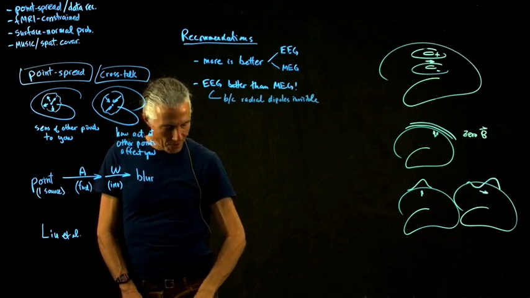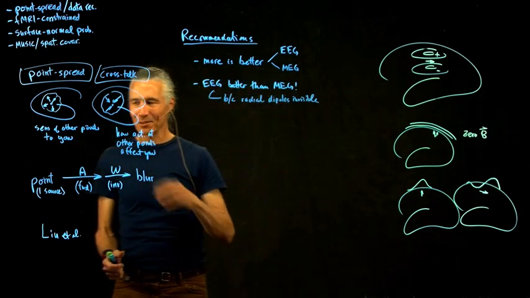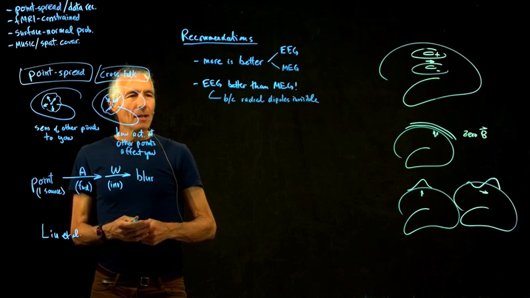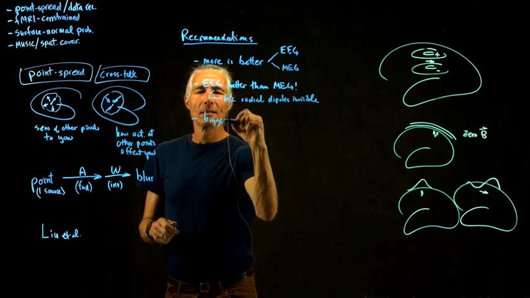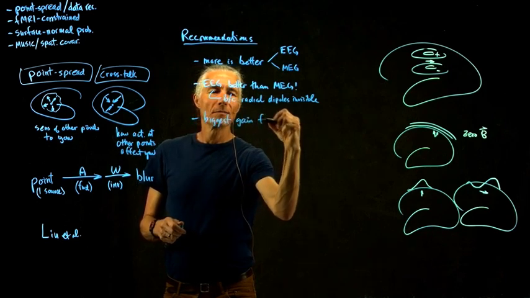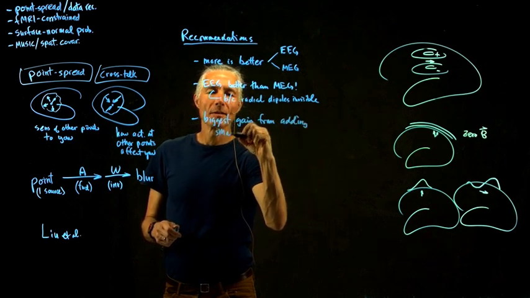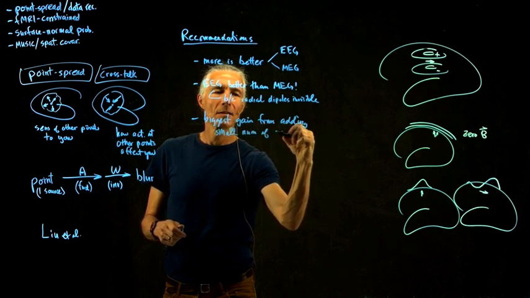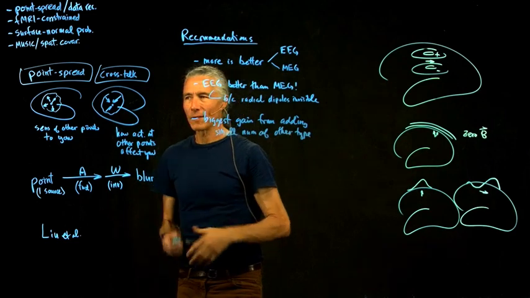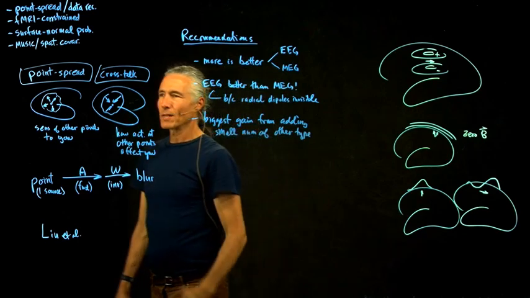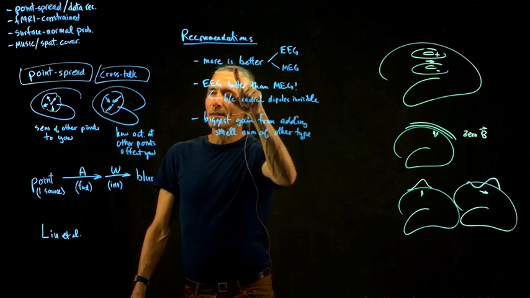EEG is surprisingly better, because a lot of people think MEG must be better because it's more expensive. That's not true. But then another thing is that the biggest gain comes from adding a small number of the other type. So if you have a lot of EEG and you add just a little bit of MEG, or vice versa, you have a lot of MEG and you add a little EEG, that gives you a much bigger gain than just increasing the number of MEG.